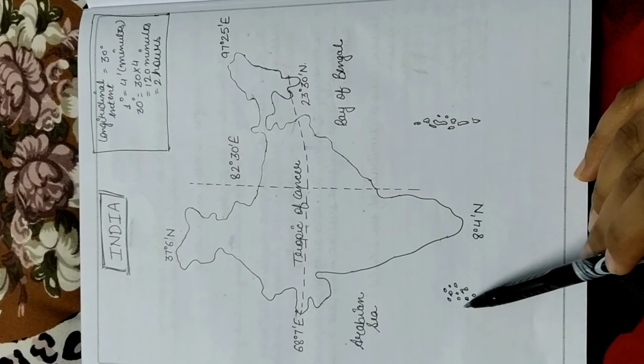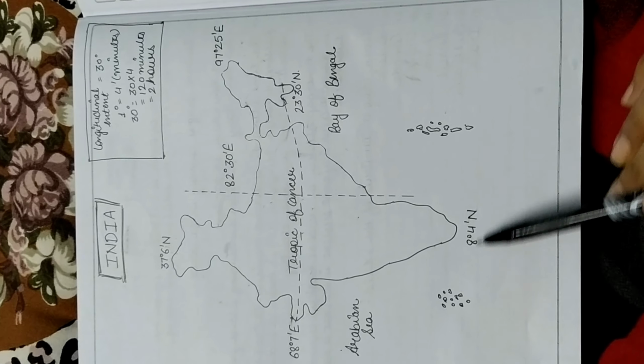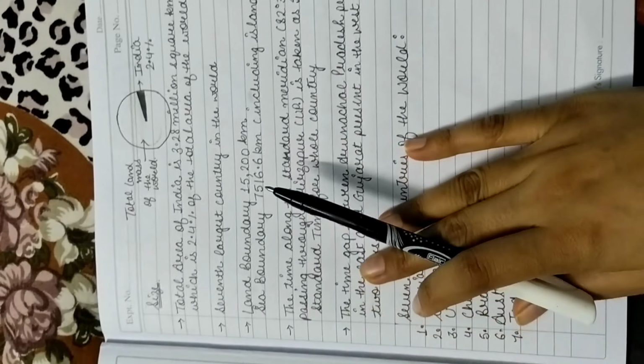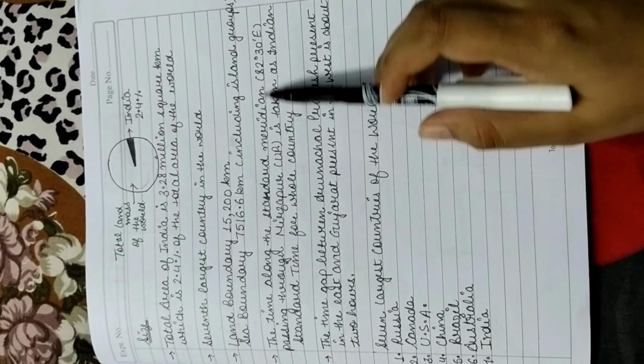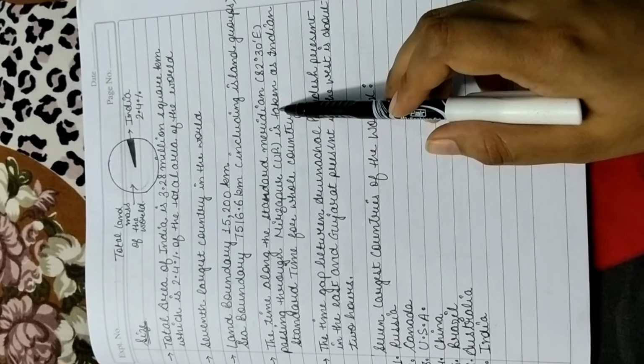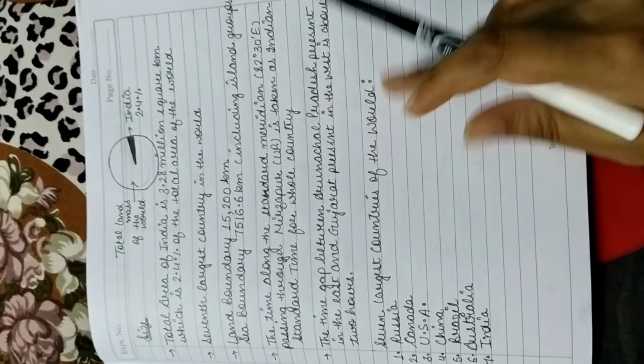And if we include the island groups also, then the coastal boundary of India is 7,516.6 kilometers. Okay. Then the time along the standard meridian, that is 82 degree 30 minutes east, passing through Mirzapur, Uttar Pradesh, is taken as the Indian Standard Time for the whole country.